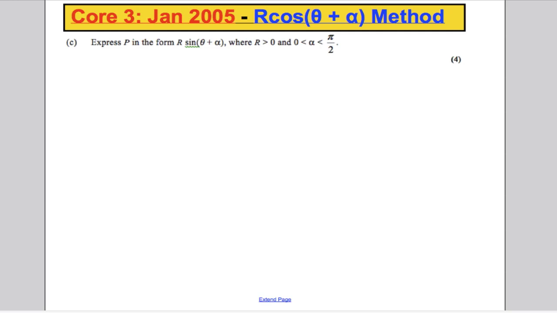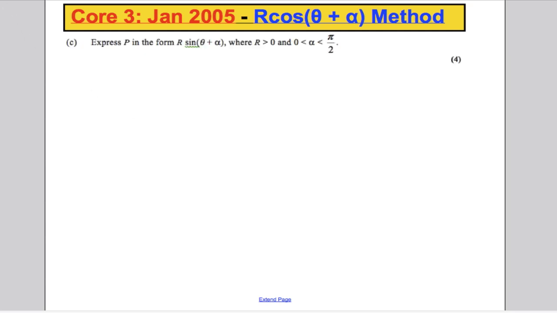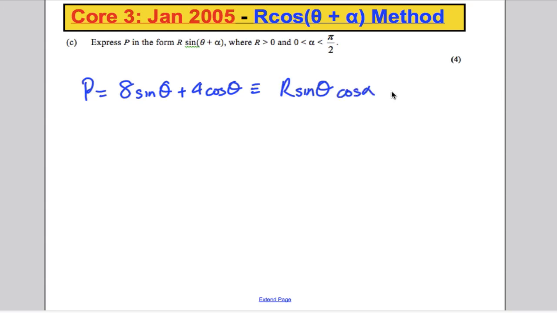Okay, part C, express P in that form. Remember what P is. P is 8 sine theta plus 4 cos theta. And we are saying that is equal certainly to 8 sine theta cos alpha plus R cos theta sine alpha. So we know from this that 8 is equal to R cos alpha, and we also know that 4 is equal to R sine alpha.